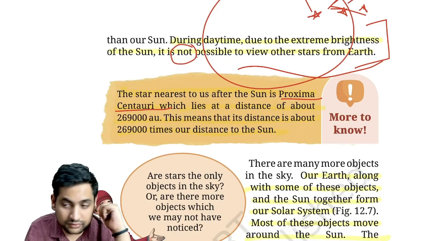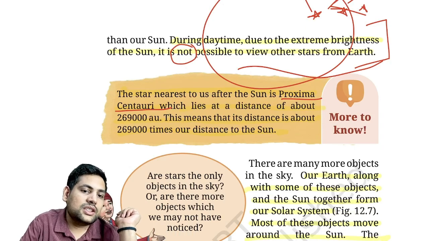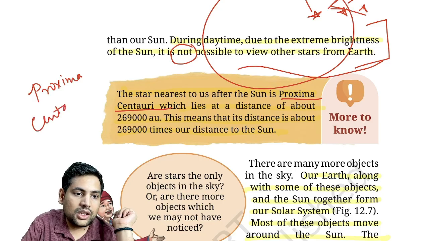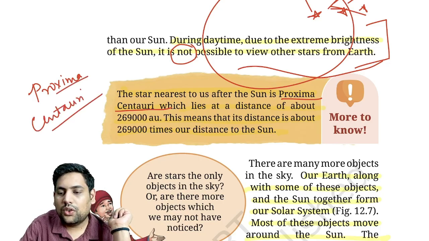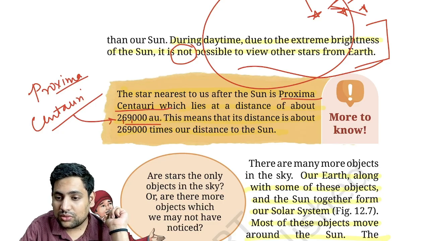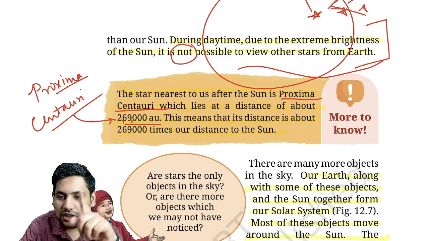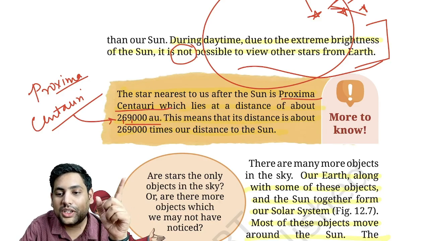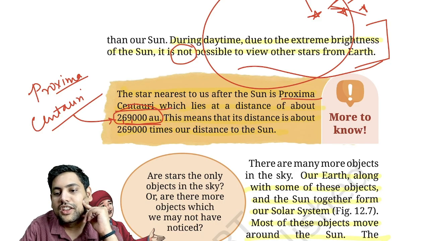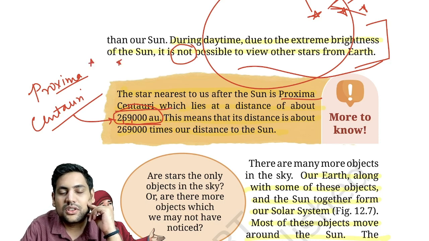Now see, this is good. After our sun, there is a star called Proxima Centauri. This is approximately 269,000 AU, astronomical units, where one AU is 150 million kilometers, the distance between Earth and Sun. That many times the Earth-Sun distance is the distance of the next star. Now you understood why they look so small.